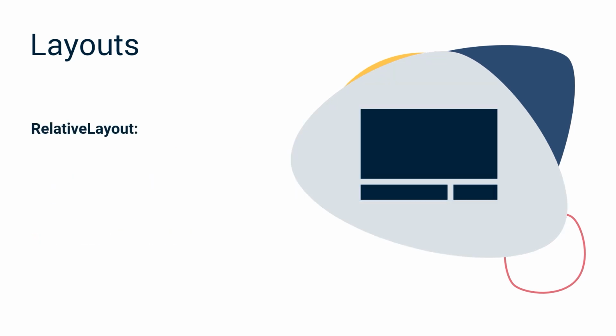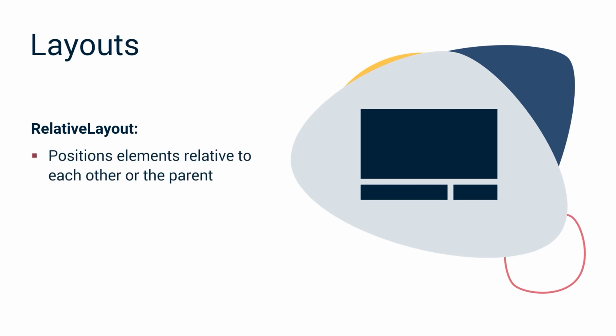The relative layout positions elements relative to each other or the parent container. A parent container refers to the view group holding the layout of child views. Here, child views refer to individual UI elements. A relative layout offers more flexibility than a linear layout. However, it can often be complex to manage.